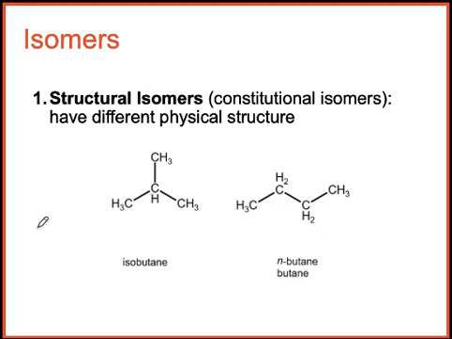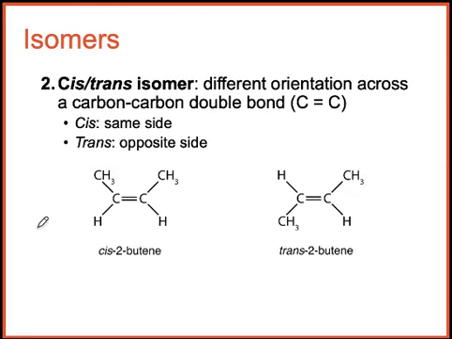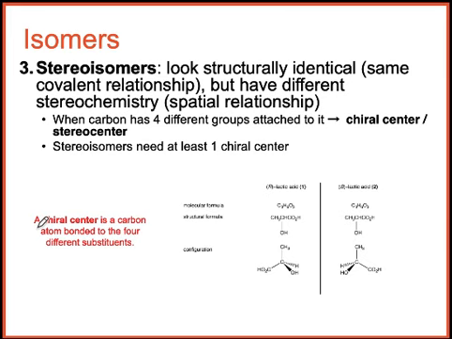So I'm going to break them down again separately so that we really understand, okay? So structural isomers, or they call them constitutional, have different physical structures, right? They're in different orders, but they have the same molecular formula, okay? Isobutane or n-butane is the same. Cis and trans isomers are different orientations across a carbon-carbon double bond. Cis is on the same side and trans is on opposite sides. This is where we need to practice some stuff.